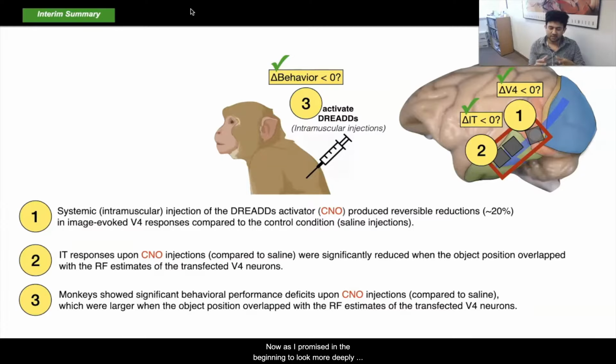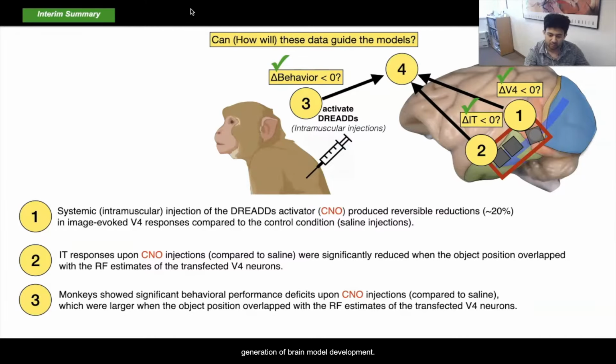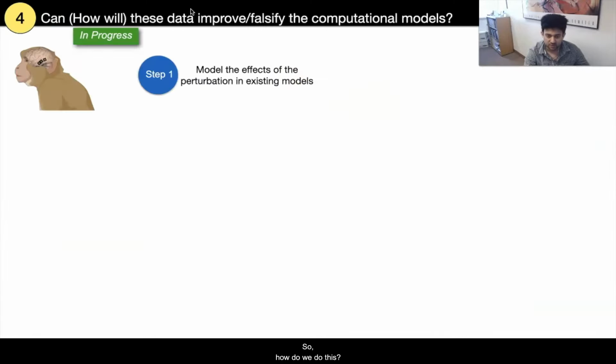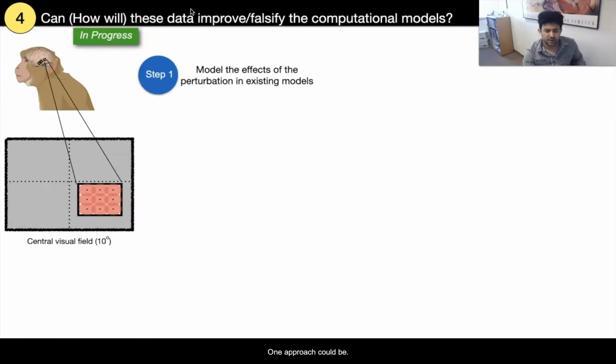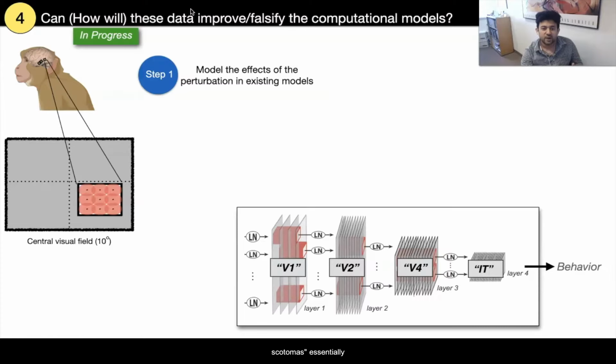Now, as I promised in the beginning, to look more deeply into the role of V4, I will motivate a framework to incorporate such results in guiding the next generation of brain model development. So how do we do this? The first step involved in this process of testing models with this data is to come up with ways to model the effects of perturbation in existing models. One approach could be to use the information about the transfected V4 receptive fields to simulate these sort of model scotomas, and generate the perturbed version of a model.